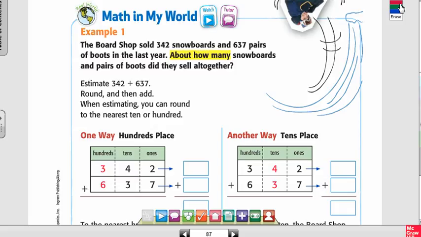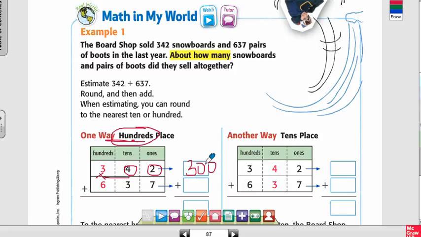So the first thing before I add, what do they tell you to do? Round. Thank you. And then add. When estimating, you can round to the nearest tens or hundreds. So the first one, they want me to round to the nearest hundreds. Here's the hundreds place. Looking over to the right, what does the 4 say? The 3 stays the same, and replace these 2 numbers with? Zeros. So I have 300.